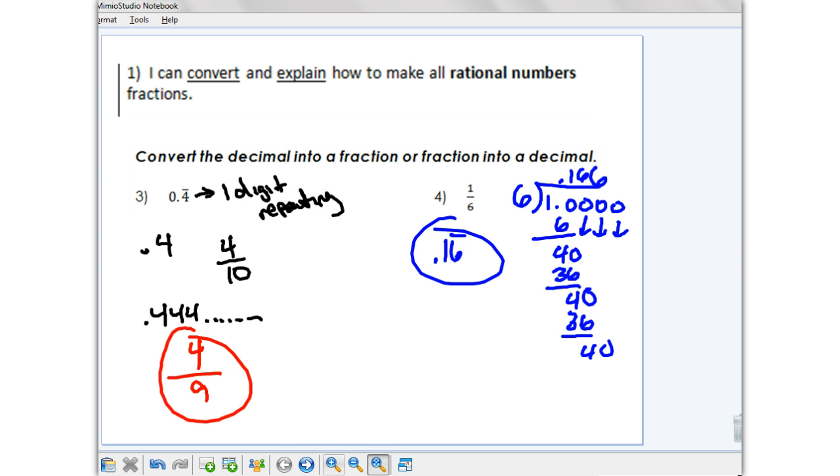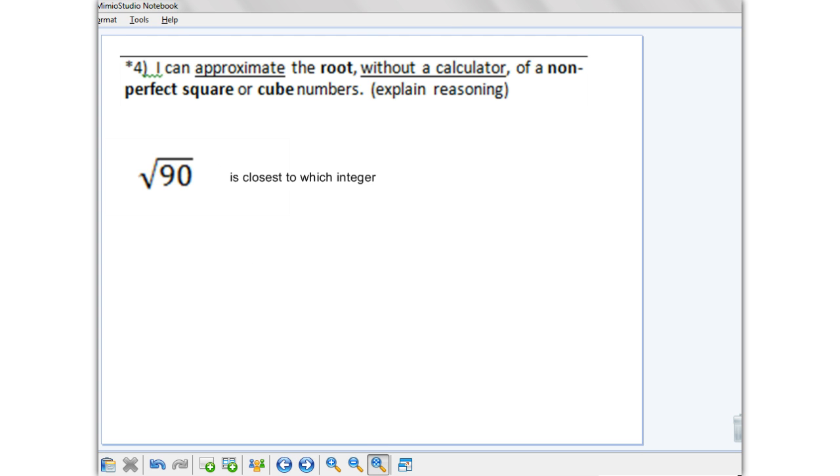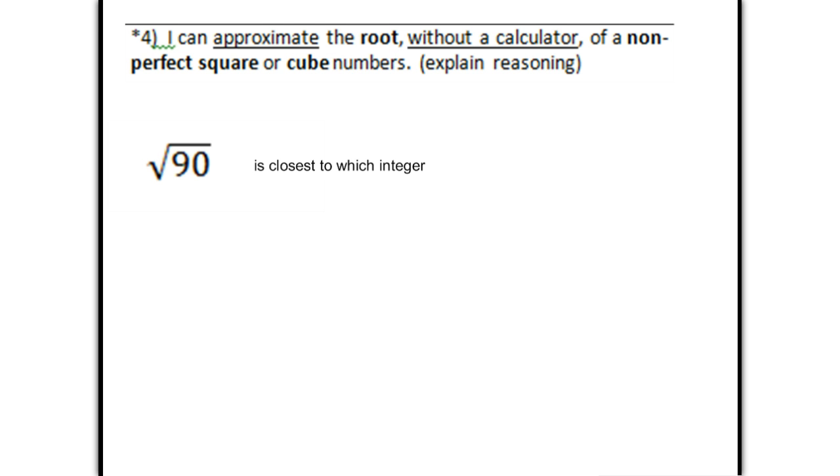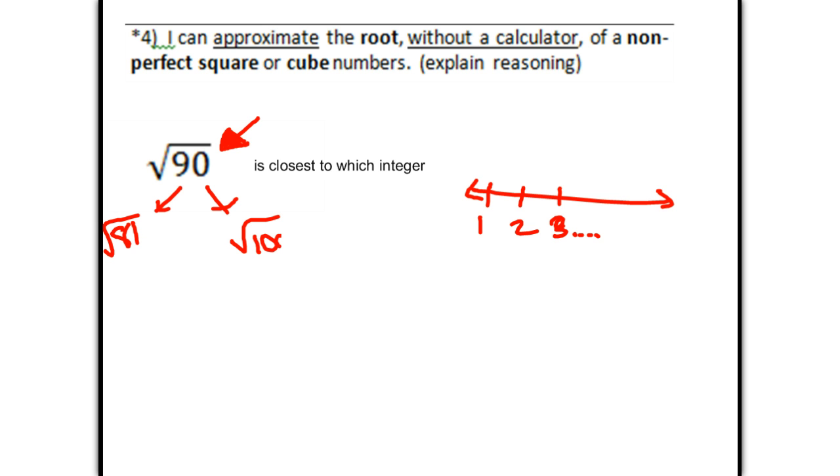And let's go back to the next one there. Fourth one, approximating integers. So this is learning target number 4. And basically this is just saying, if you didn't use a calculator, do you know what the square root of 90 is closest to on a number line? So we want to think of some perfect squares that are close to it. I know that the one below it would be the square root of 81, and the one above it would be the square root of 100.